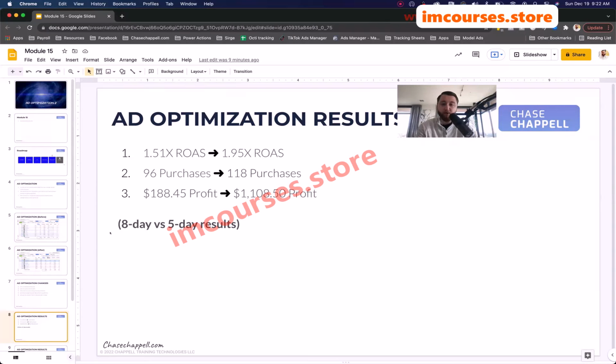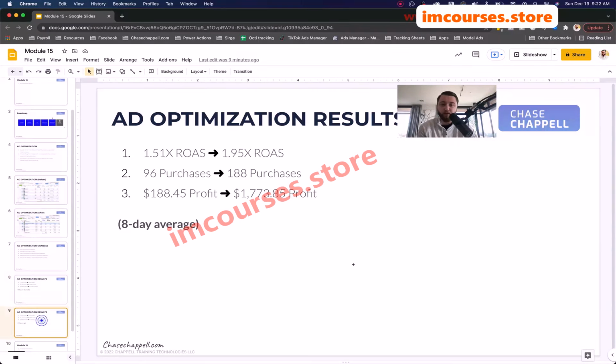Now, if we were to compare this as an 8 to 8-day average, here's what ends up happening. We end up going from 96 purchases to 188 purchases, essentially doubling our entire purchase volume, which is incredible. And not only that, but because we went from a 1.5 to a 1.95, our profit went from 188 to essentially another 10x, which is 1,700 in this case, profit, right? So that's what's really incredible. About a 0.5 can make a huge difference, right? Especially if you're spending at scale. And every little percentage really matters in these cases.